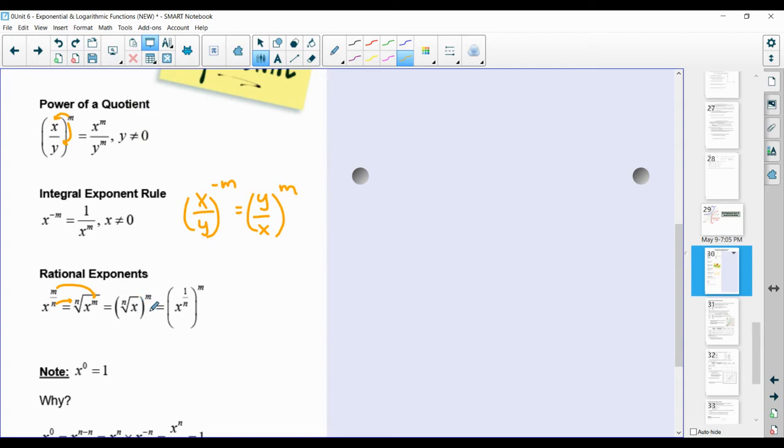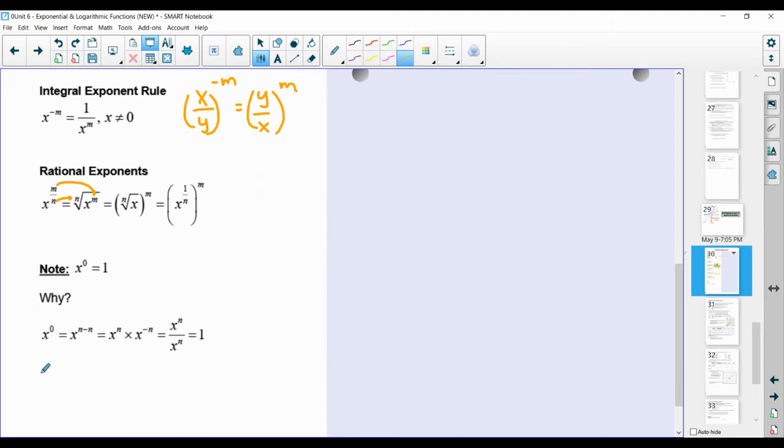Now the next one here, we've got x to the 0 equals 1. This is just a rule that we remember. Anything to the exponent of 0 is 1. Now, why might that be? Well, if we look at our exponent rules, x to the 0 can be written as x to the n minus n, because n minus n is 0.